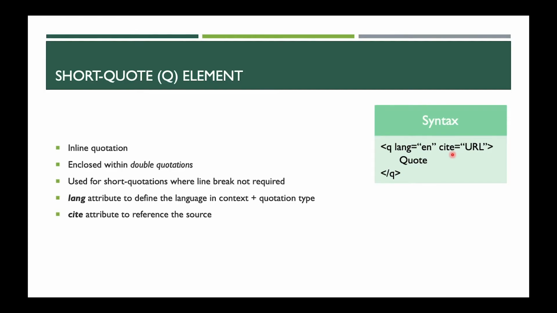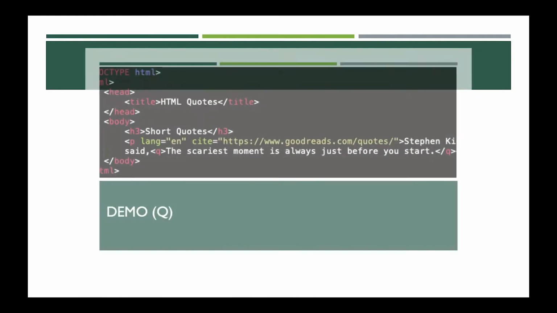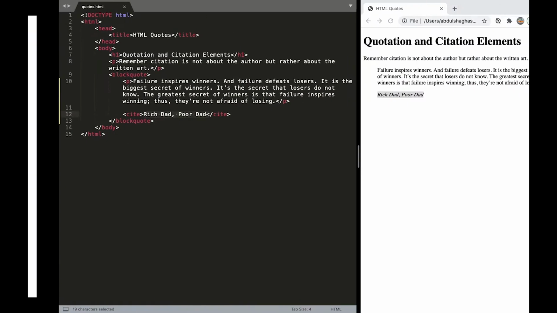The cite attribute is actually used to provide a URL to the source of the code, given that the code that we have got is from an online source. So the URL that we put as the value for the cite attribute is not visible to the user. It's just for the search engines to understand where the actual content is coming from. With that being said, let's look at how it's done within our web page.